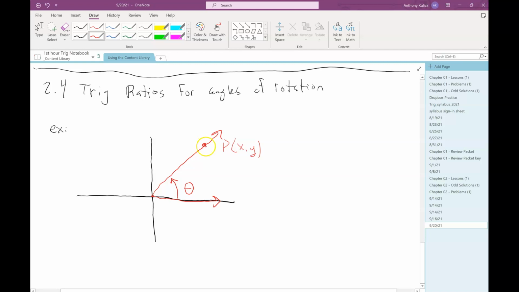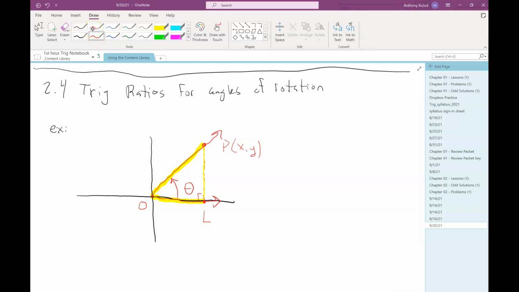I'm going to drop a perpendicular from that point. I'll call that point L. Now, what do you notice that we have here? A right triangle. Everybody see that? Okay.